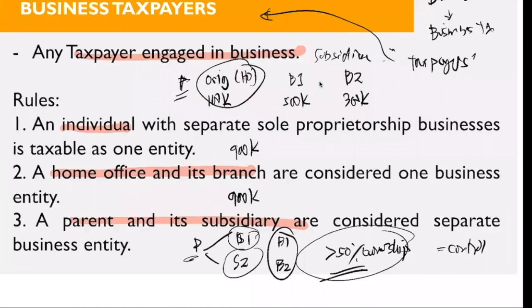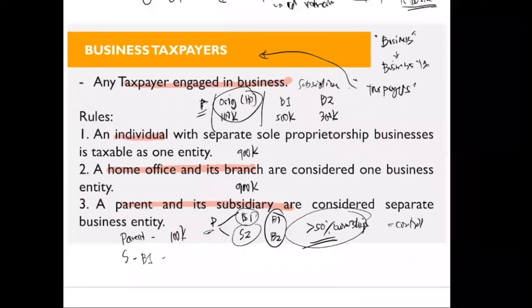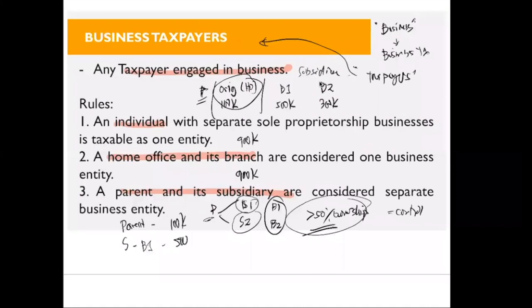What is the rule on your parent and subsidiary? They are considered separate business entity. Therefore, you will tax it separately. So unlike in your individual, we total the gross receipts. Unlike in your home office and its branch, we total the gross receipts. But in a parent-subsidiary relationship, for your parent, you declare 100,000. Parent, how much? You declare 100,000. For your subsidiary, which is business 1, how much will you declare? You will declare 500,000. For your subsidiary, another business 2, how much will you declare? You will declare 300,000. Okay?